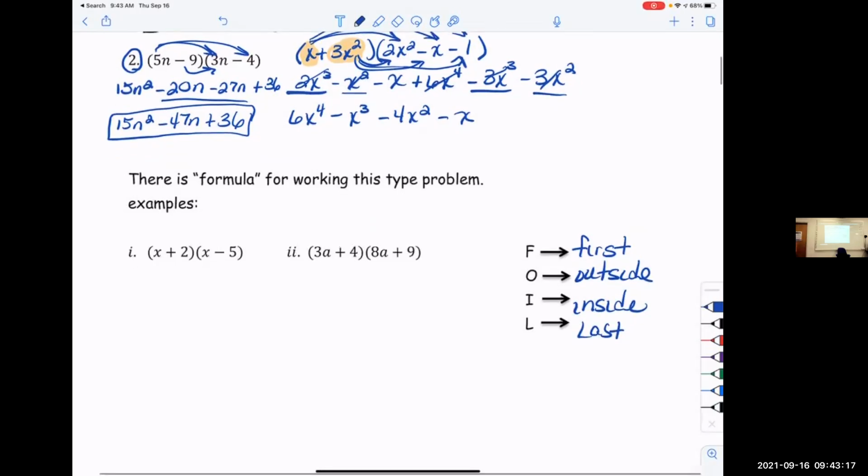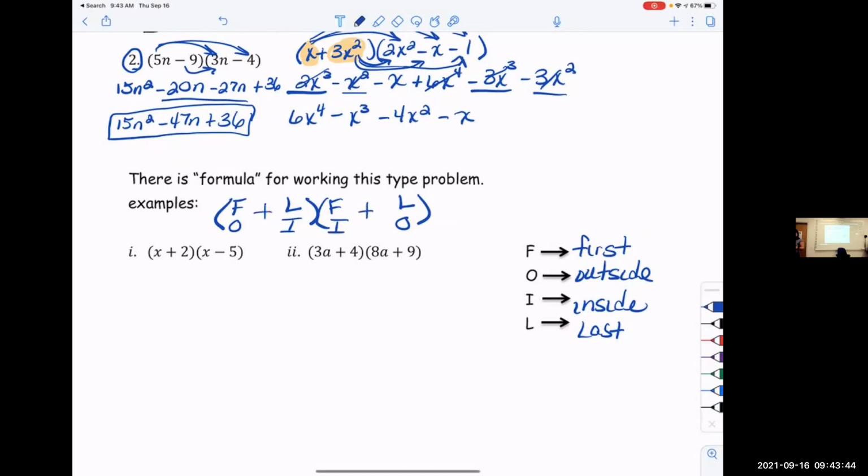All right, so this is what you need to know. This is the first term, the first of each parentheses. This is the last term, the last in each parenthesis. So that kind of makes sense. First, last, first, last. So outside, inside. I'll just put plus. It could be plus or minus. All right, so first, last, outside, inside.